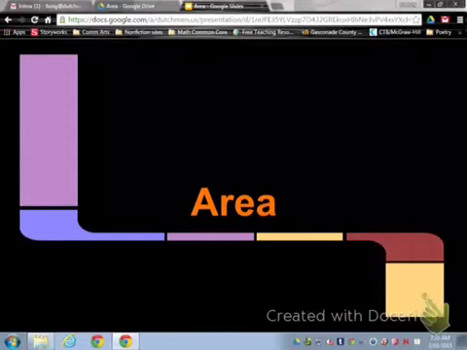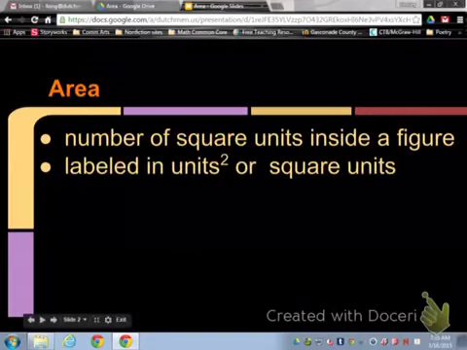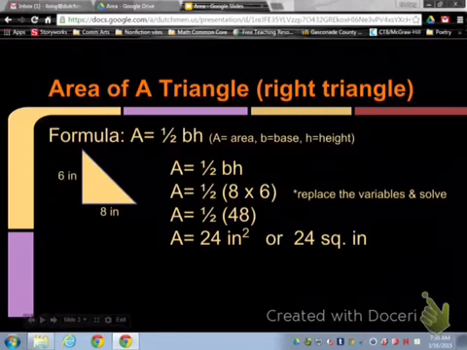Today we're going to talk about area. You've talked about area in the past, but we're going to move on. Some of these might be a review, some of these might be new. So, first thing we're going to start off with is what is area? It's the number of square units inside a figure. It is labeled in units squared or square units. So if we're talking about the units or miles, we would say miles squared or square miles.